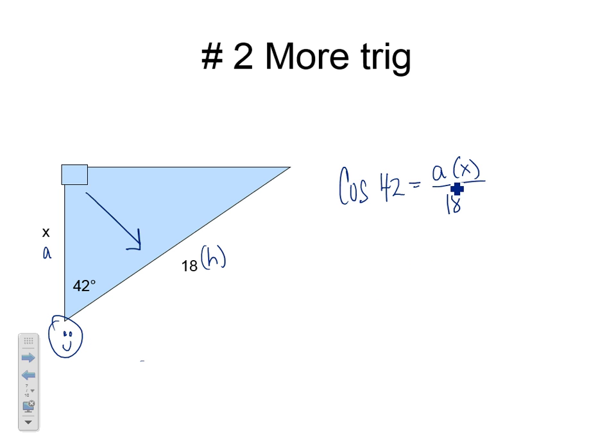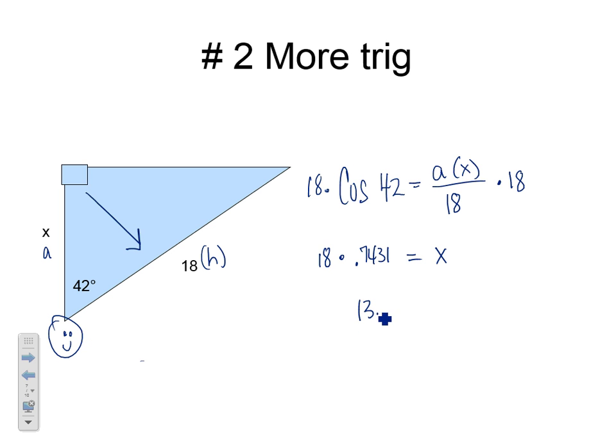So I'm looking for that x value. I'm going to multiply both sides by 18. Cosine of 42 times 18. Remember, 4 decimal places if you're going to do that for the cosine. So cosine of 42 would be 0.7431, times 18 will give me the value of x.